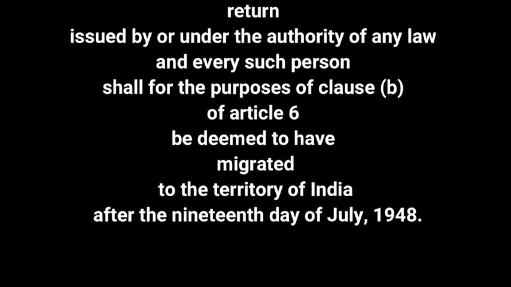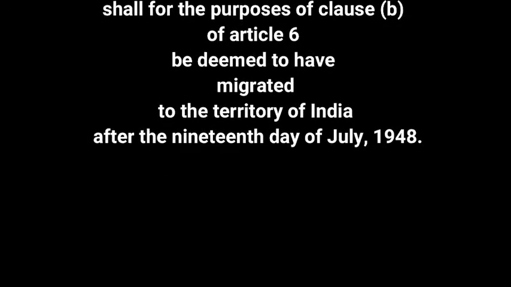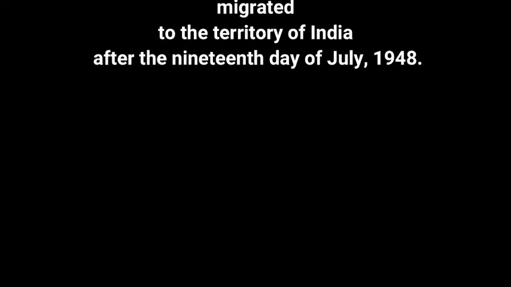Provided that nothing in this article shall apply to a person who, after having so migrated to the territory now included in Pakistan, has returned to the territory of India under a permit for resettlement or permanent return, issued by or under the authority of any law, and every such person shall, for the purposes of clause B of Article 6, be deemed to have migrated to the territory of India after the 19th day of July, 1948.